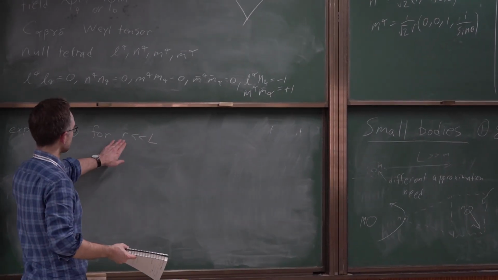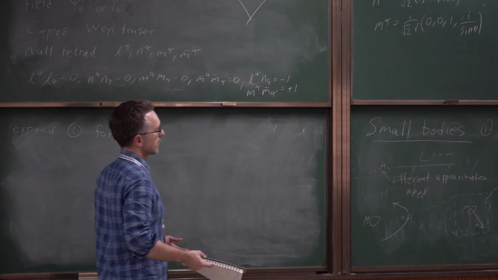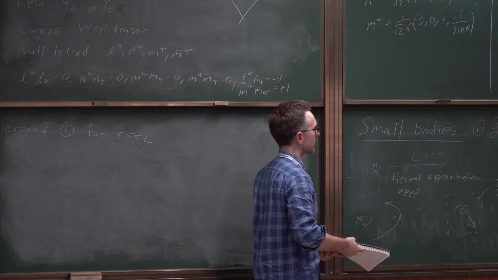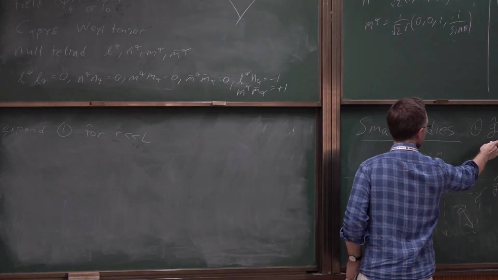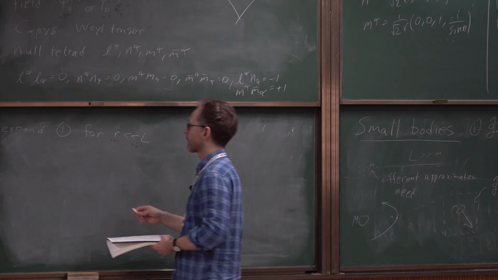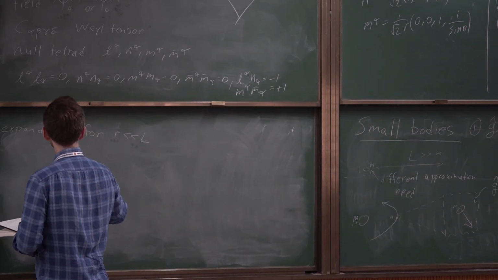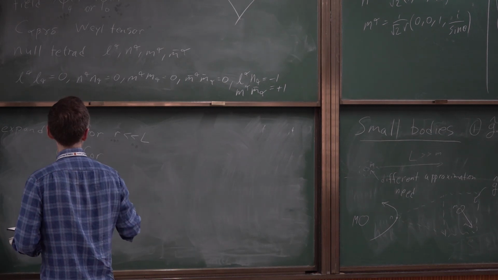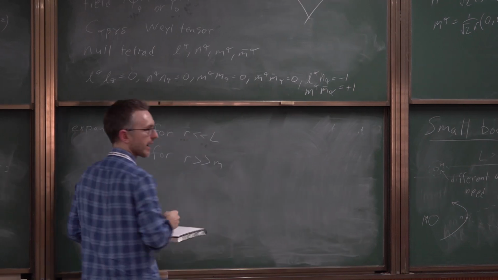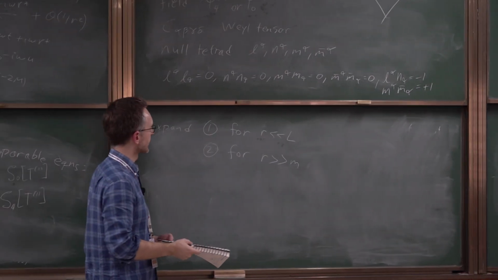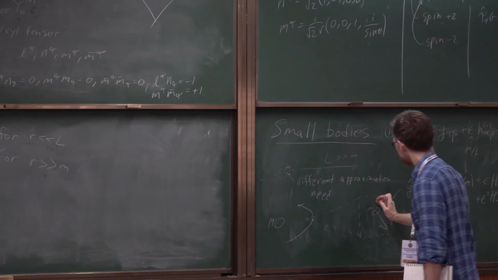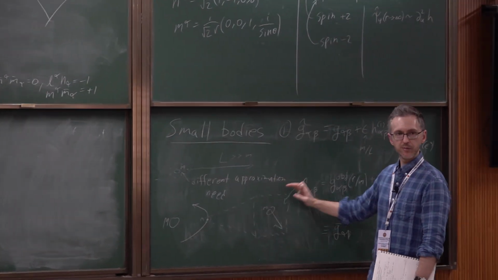So when I say I want to re-expand for r much, much less than L, what I mean is I'm expanding very near the small object. So I'm taking this approximation and expanding it near this point. And I'm going to take 2, and I'm going to expand for r much, much bigger than the little mass. So this is expanding at distances very far away from the small object.